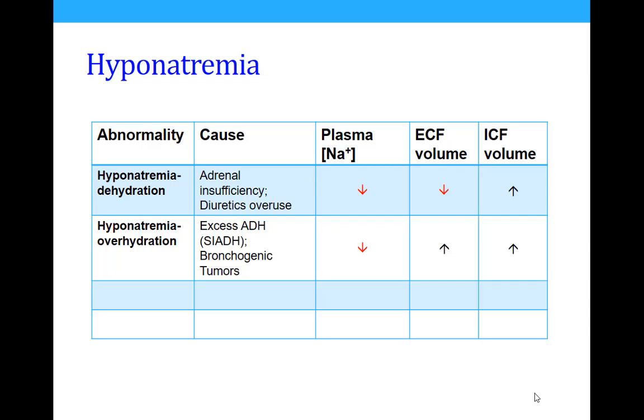Second possibility, hyponatremia with overhydration. You have a lot of ADH. A lot of ADH. What does ADH do? It brings back a lot of water into the blood. Pure water. When water is coming, sodium gets diluted in the ECF. So you have hyponatremia together with overhydration. Okay. Bronchogenic tumors, because these tumors are notorious for producing ADH. They can produce some ADH. Right?